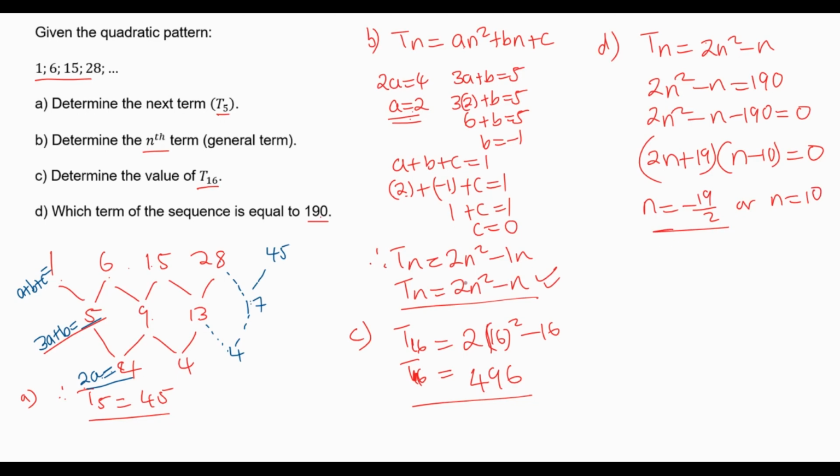Remember, n must be a natural number. So this is not applicable. So n is equal to 10. This is the number of terms. So meaning that 190 is term number 10 in this sequence.